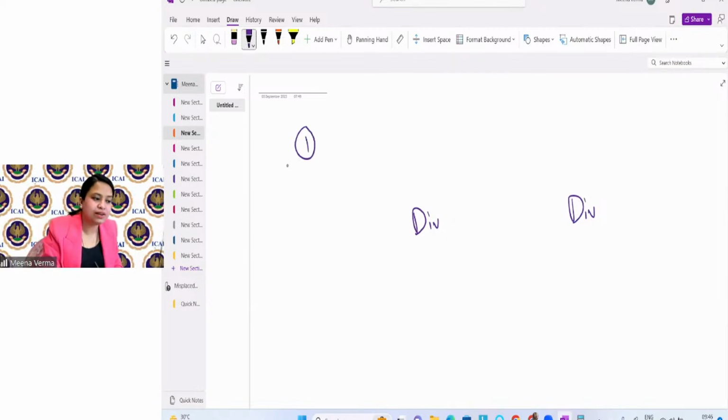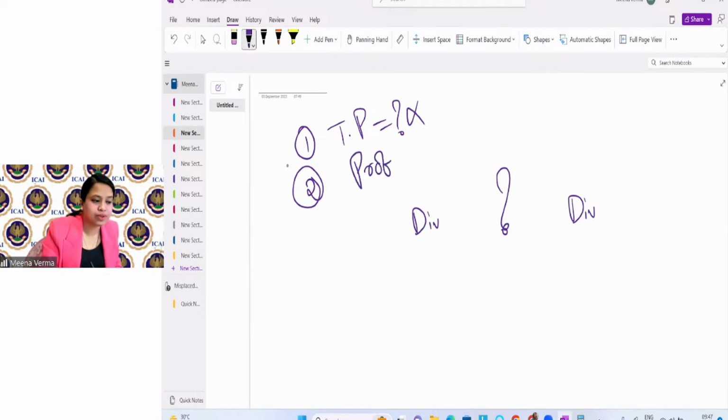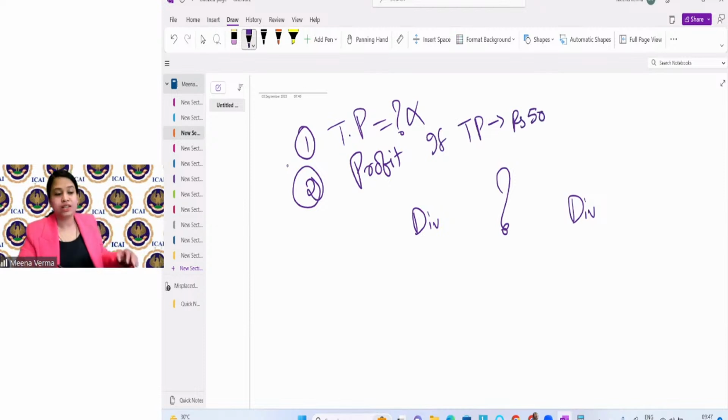Sometimes the question may relate to finding the transfer price. In some questions they're asking you what will be the transfer price, and in some questions they're not asking you to find the transfer price, like the question we have just done. Instead of finding the transfer price, they may ask you what is the profit if the transfer price is this. They have already decided that the transfer price will be 50. Now tell me, with this transfer price, what will be the profit?